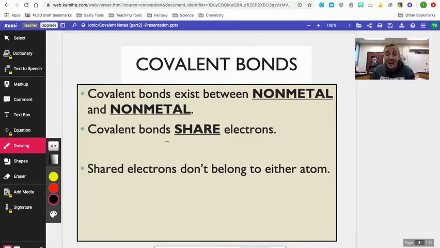So with ionic, one is losing and one is stealing an electron, so in turn they're becoming positive and negative. Covalent is not stealing or gaining. It's sharing those electrons. You'll see that here when we draw covalent bonds. Shared electrons do not belong to either atom. They actually orbit both atoms.